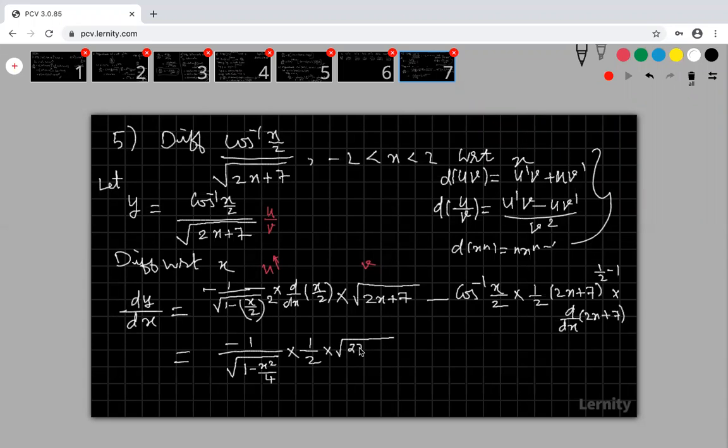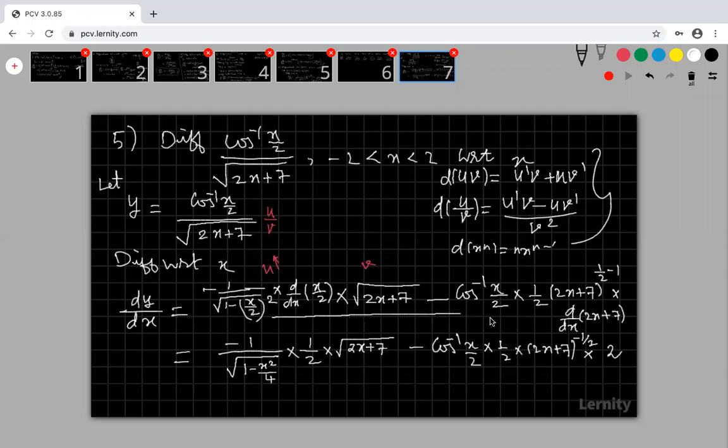root of 2x plus 7 minus, this is cos inverse of x by 2, and this is 1 by 2 into 2x plus 7. What is my 1 by 2 minus 1? That is minus half. Into, what is my 2x plus 7 differentiation? My x is 1, 1 into 2 is 2, and this is 0. So therefore 2 only. My 2x plus 7 differentiation is 2 only.